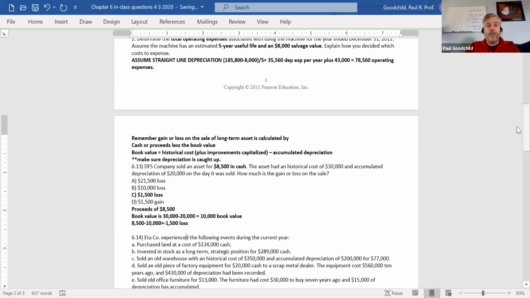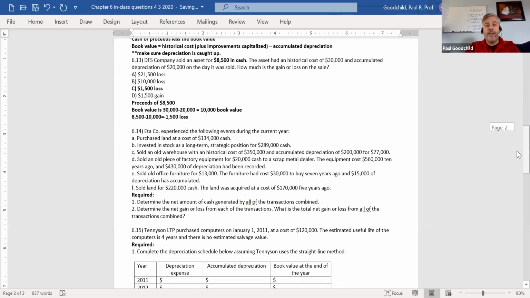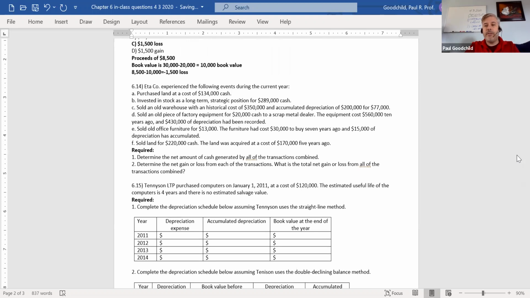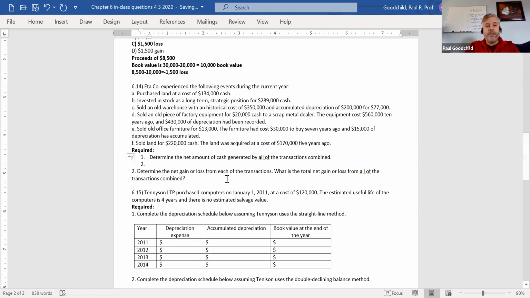All right, moving on to this next question. This was kind of confusing to some of the students, but they were trying to push both parts together. So this is a two-part question. And what I'd like you to do, if you can, is determine the net amount of cash generated by all of the transactions.